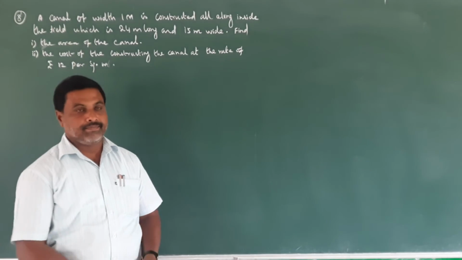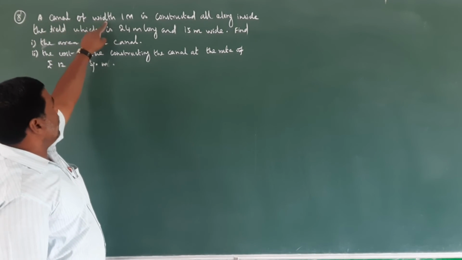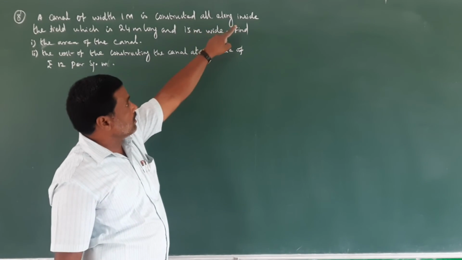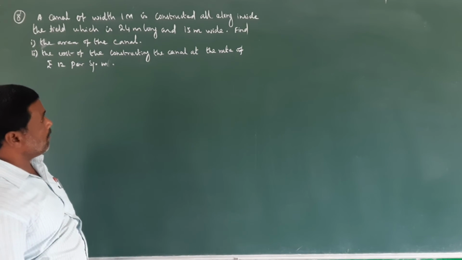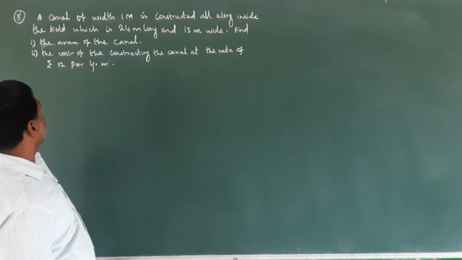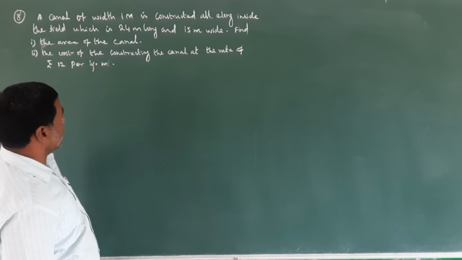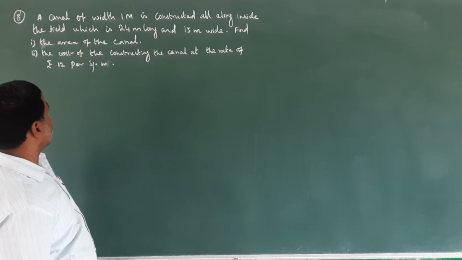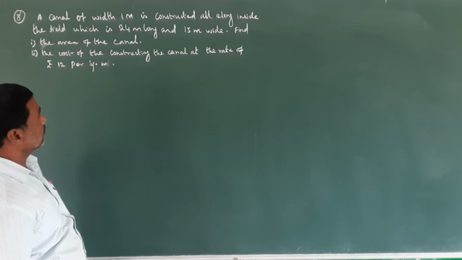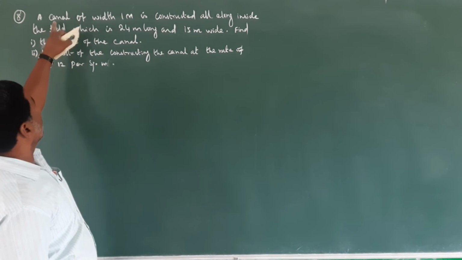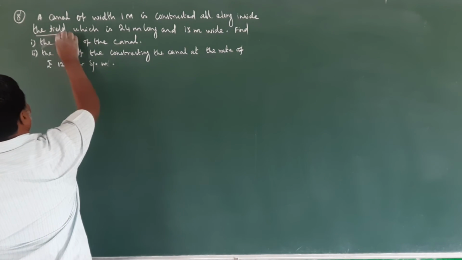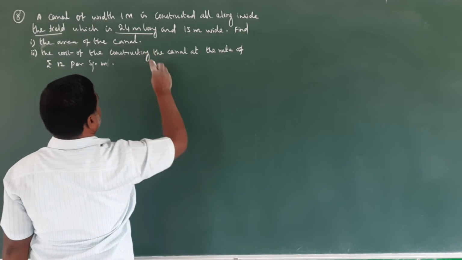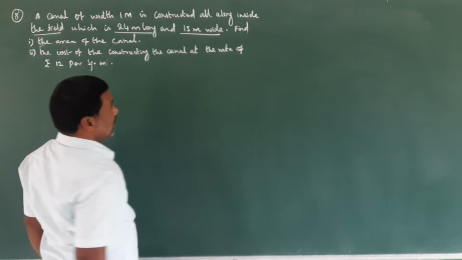Question number 8. A canal of 1 meter width is constructed all along inside the field, which is 28 meter long and 15 meter wide. Find the area of the canal. Second question, find the cost of constructing the canal at the rate of rupees 12 per meter square. The length is 24 meter, width is 15 meters.